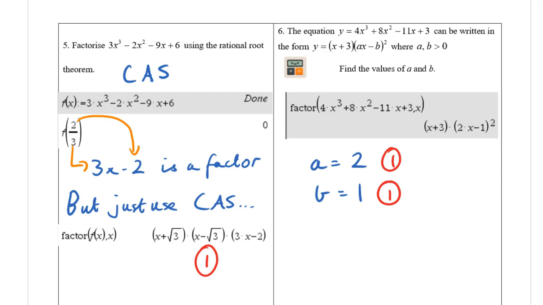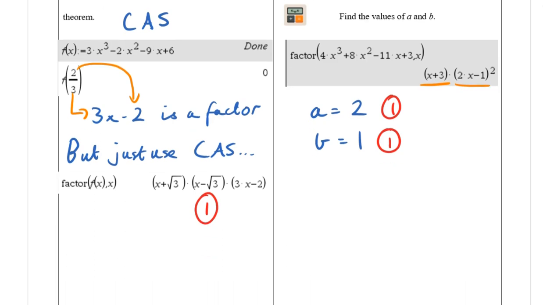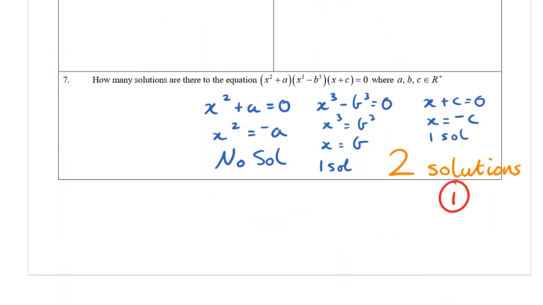Question 6, with the equation 4x cubed plus 8x squared minus 11x plus 3. I've just factorized this, and you can see that we've got our x plus 3, so it's already in the correct form, and then 2x minus 1, meaning that our a value is 2 and our b value is 1. So we factorize that function. You could write factorize and then the function if you wanted a bit extra working, but 2 marks there.